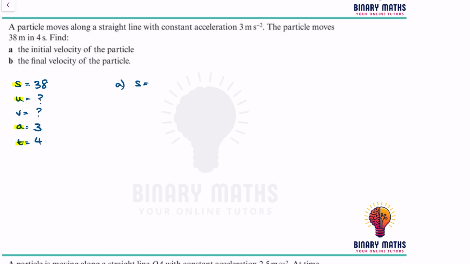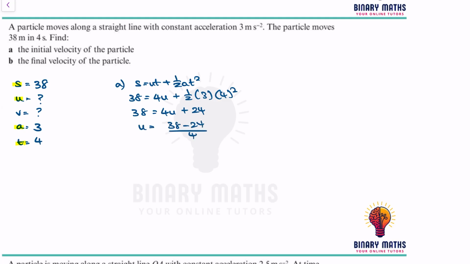So that means S is equal to UT plus half AT squared is the formula that we'll use. So 38 is equal to 4U plus half times 3 times 4 squared, which is 38 is equal to 4U plus 24. So U will be equal to 38 minus 24 over 4. U is 3.5 meters per second.